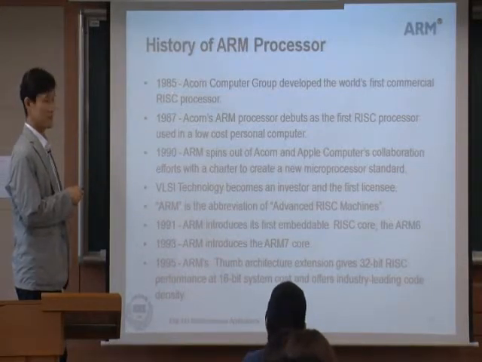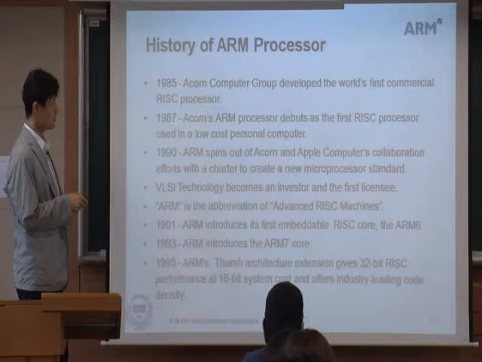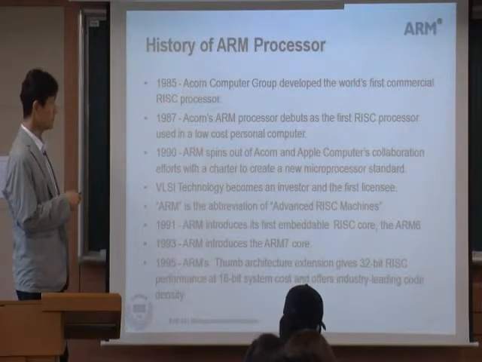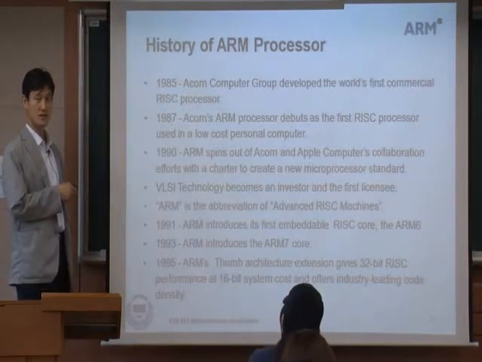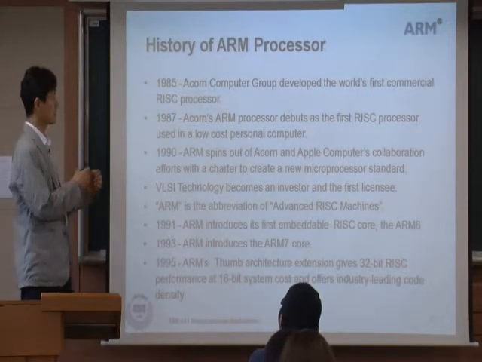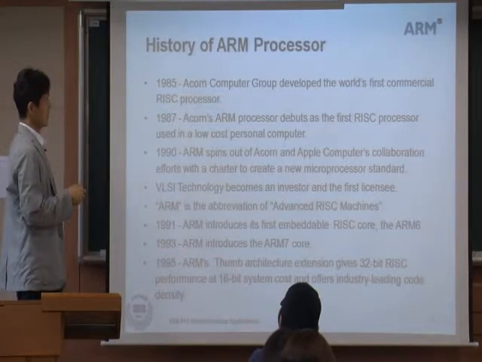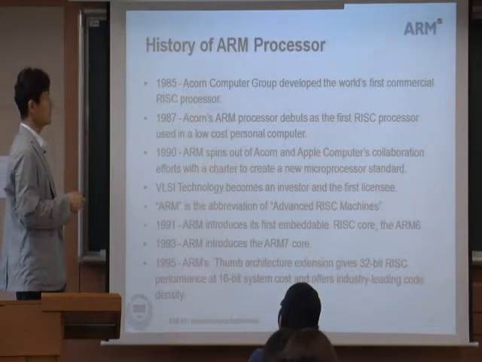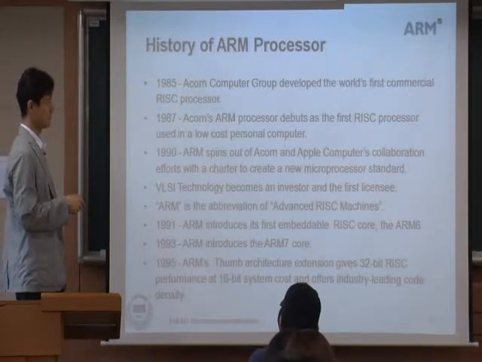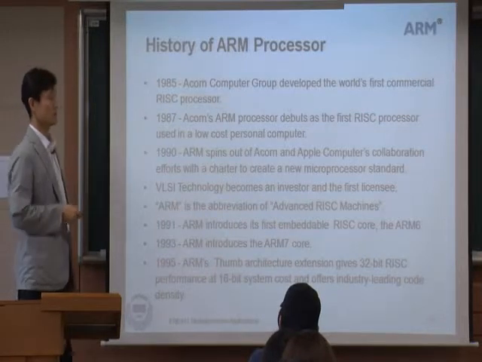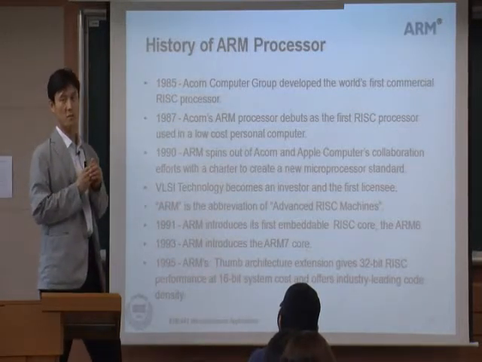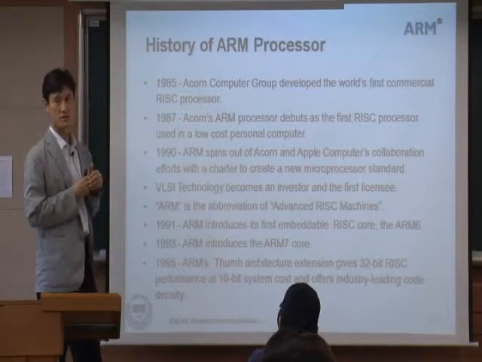In 1985, this computer group developed the RISC processor. You know the RISC, right? We learned the RISC. It's a reduced instruction set processor. Later, they changed the name of the company to ARM. So the ARM processor was developed somewhere in the late 80s. And so far, ARM is the most popular company in microprocessors.